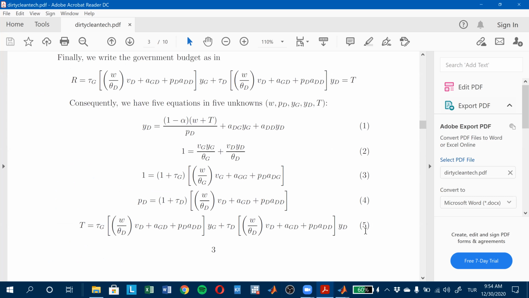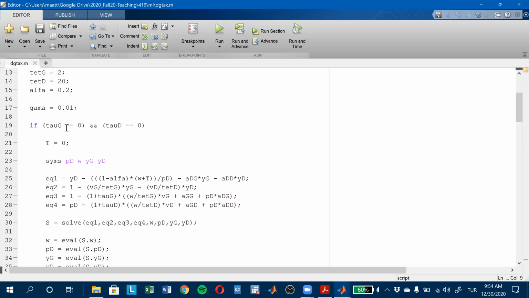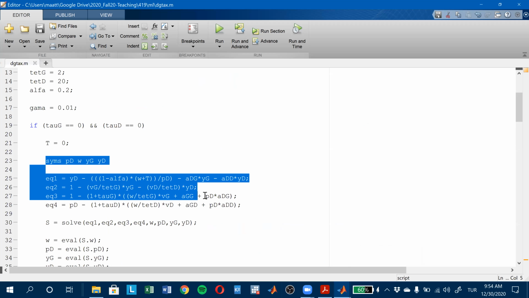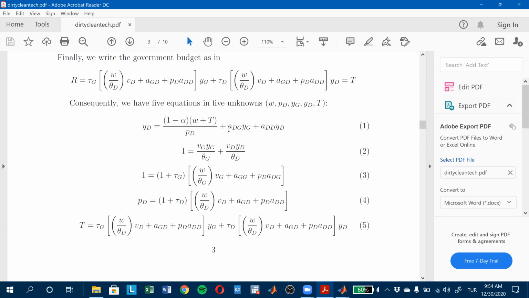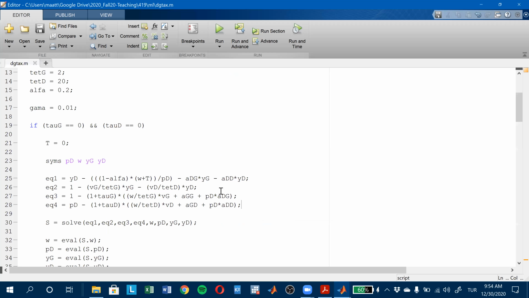T is always 0, right? So I have to discriminate these two cases. For this reason, I write this if condition. So if both taxes are 0, then T is 0, then my system has 4 equations and 4 unknowns, all right. As you see, I write them as I see it in the paper, right? These 4 equations, I write them exactly as I see them because I am using the symbolic math.